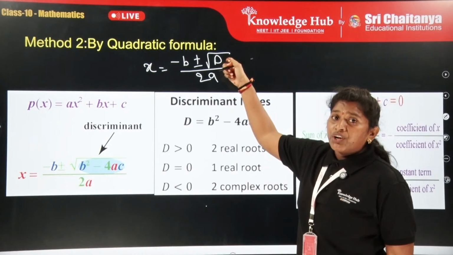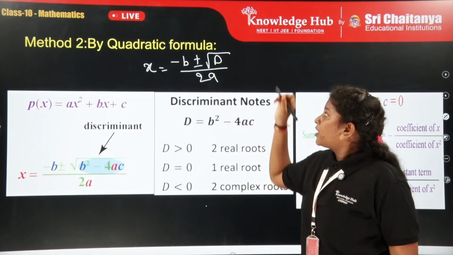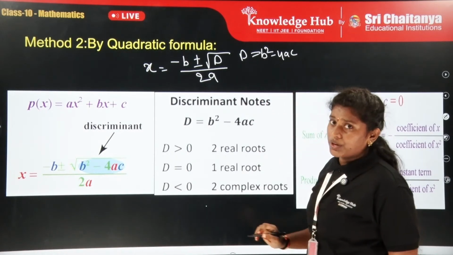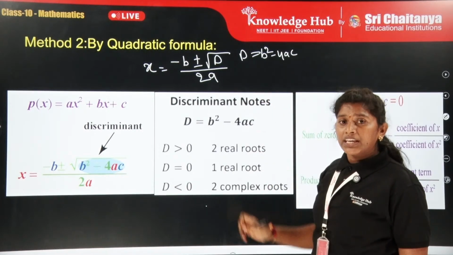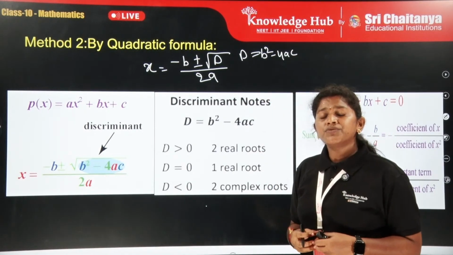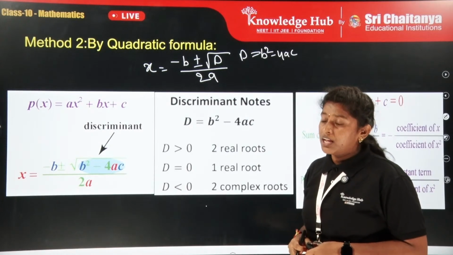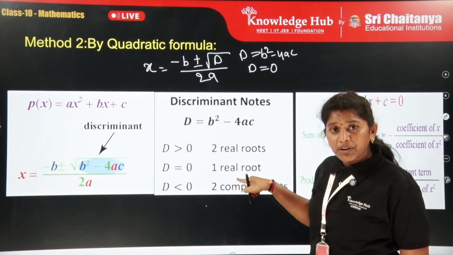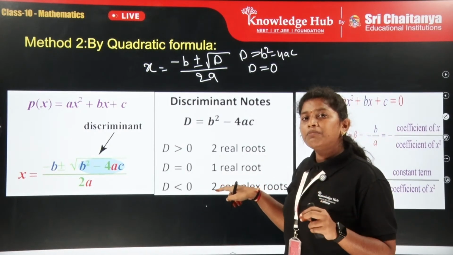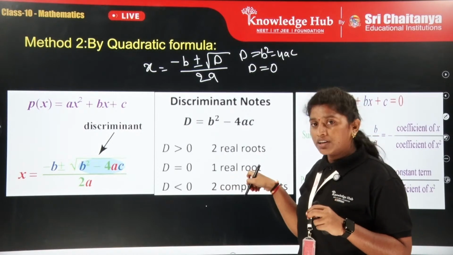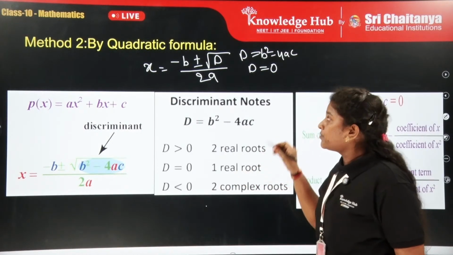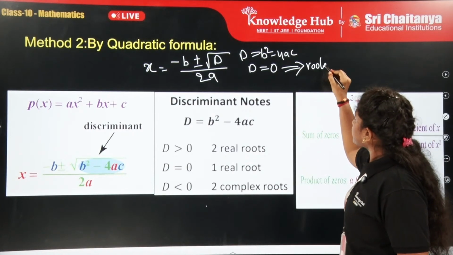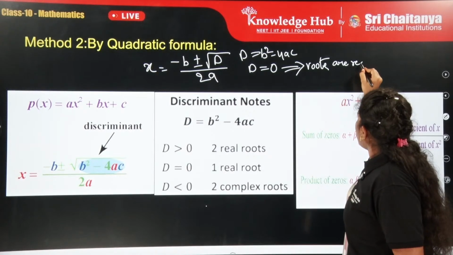So this d is nothing but the discriminant, which is given by b square minus 4ac. Depending on the discriminant, we can say what type of solutions we are having for the quadratic polynomial. If I am having my discriminant value equal to 0, I will get two zeros of the polynomial which are real roots and equal roots. So if the discriminant is equal to 0, then the roots are real and equal.